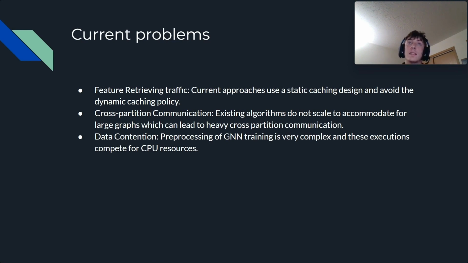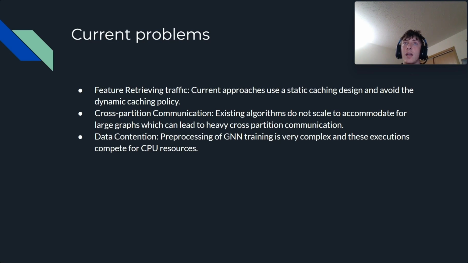Now, let's look at some of the current problems that are happening in graphic neural networks before we look at the solutions that are provided in the article. First, we look at the feature retrieving traffic. The current approaches to feature retrieving is a static design that handles all of the caching in the pre-processing stage. Static caching has a low hit ratio when the graphs are too large and only a small portion of nodes can be cached.